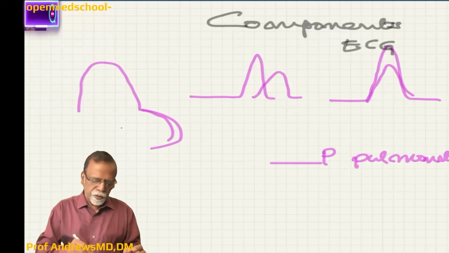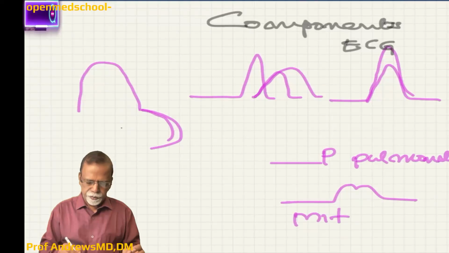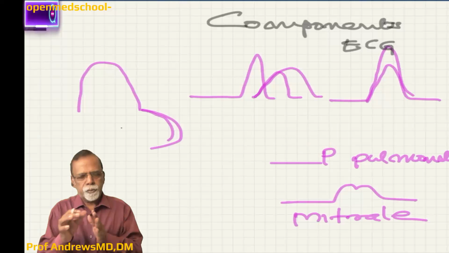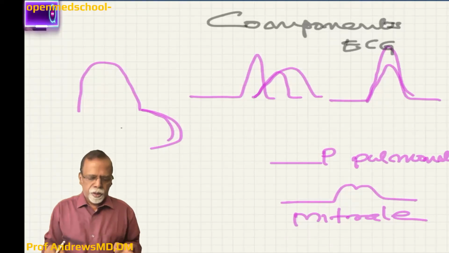Suppose the left atrium is enlarged, what will happen? The second component will be broad. So this will produce what is called a bifid P, called a P mitrale. Hope you understood the morphology of the P.